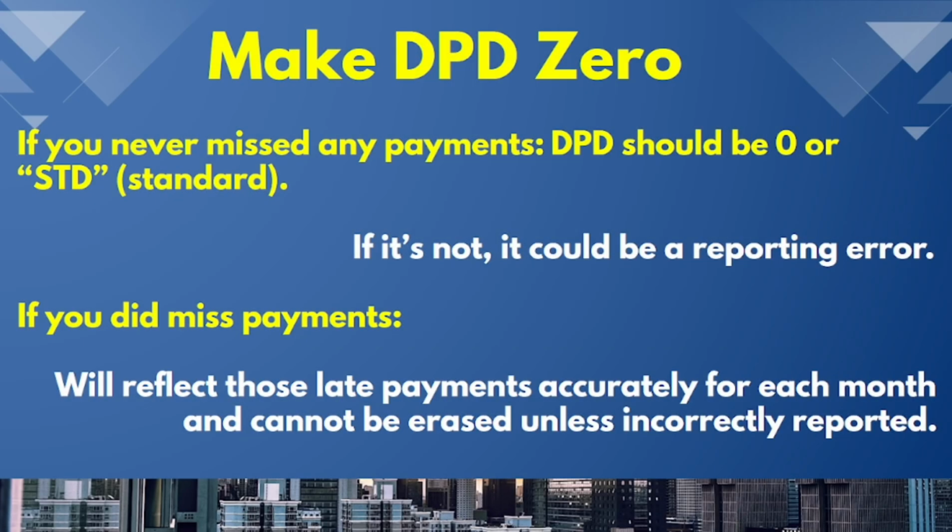For example, in your credit report, if you are paying all loans regularly, DPD should be 0 or it should be STD, which means standard. If it is not like that, then you raise a query. You have some missed payments. For those payments, DPD will appear, but once the account is regularized, your DPD will become 0. If that is not happening, you can raise a query with CIBIL.